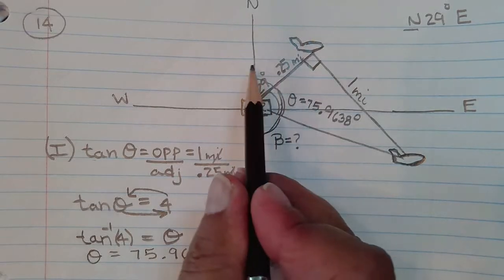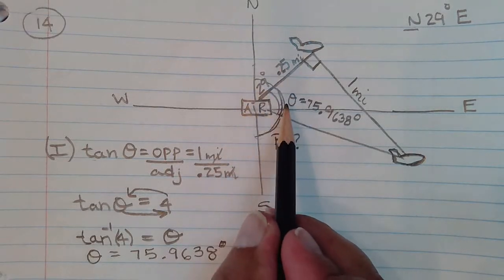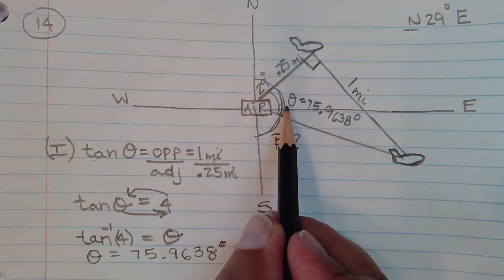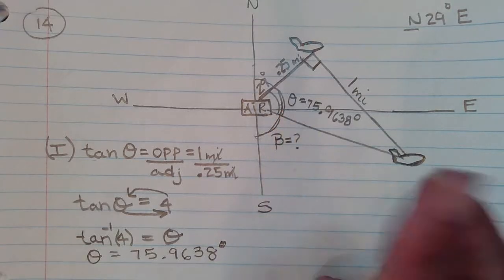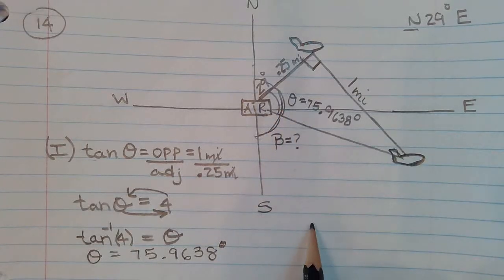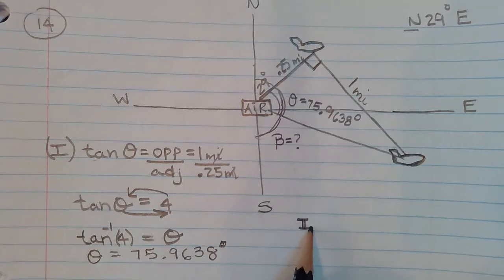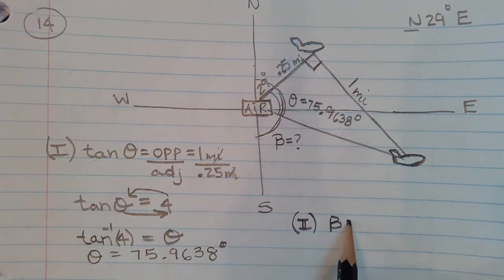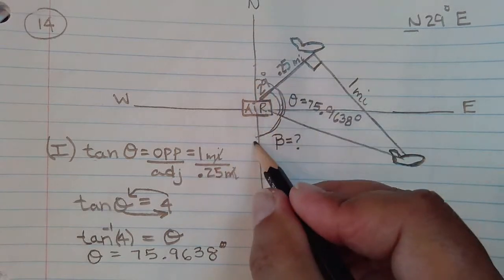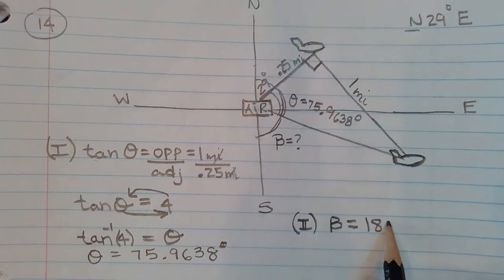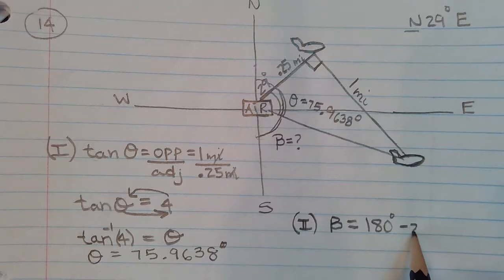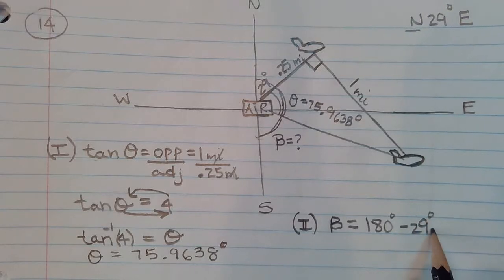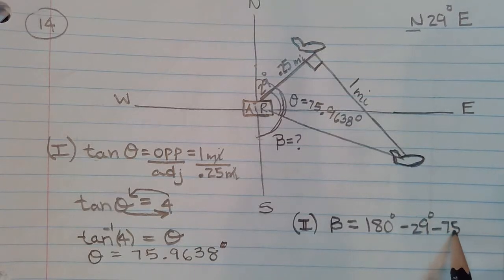Then let's switch over to, instead of trig, geometry. The sum of these is 180. You have 2 of the 3 portions contributing to that 180 degrees. So if you want to get the final answer, you're going to go beta is equal to 180. Take away the 29 as well as the angle that we just found, which is 75.9638.